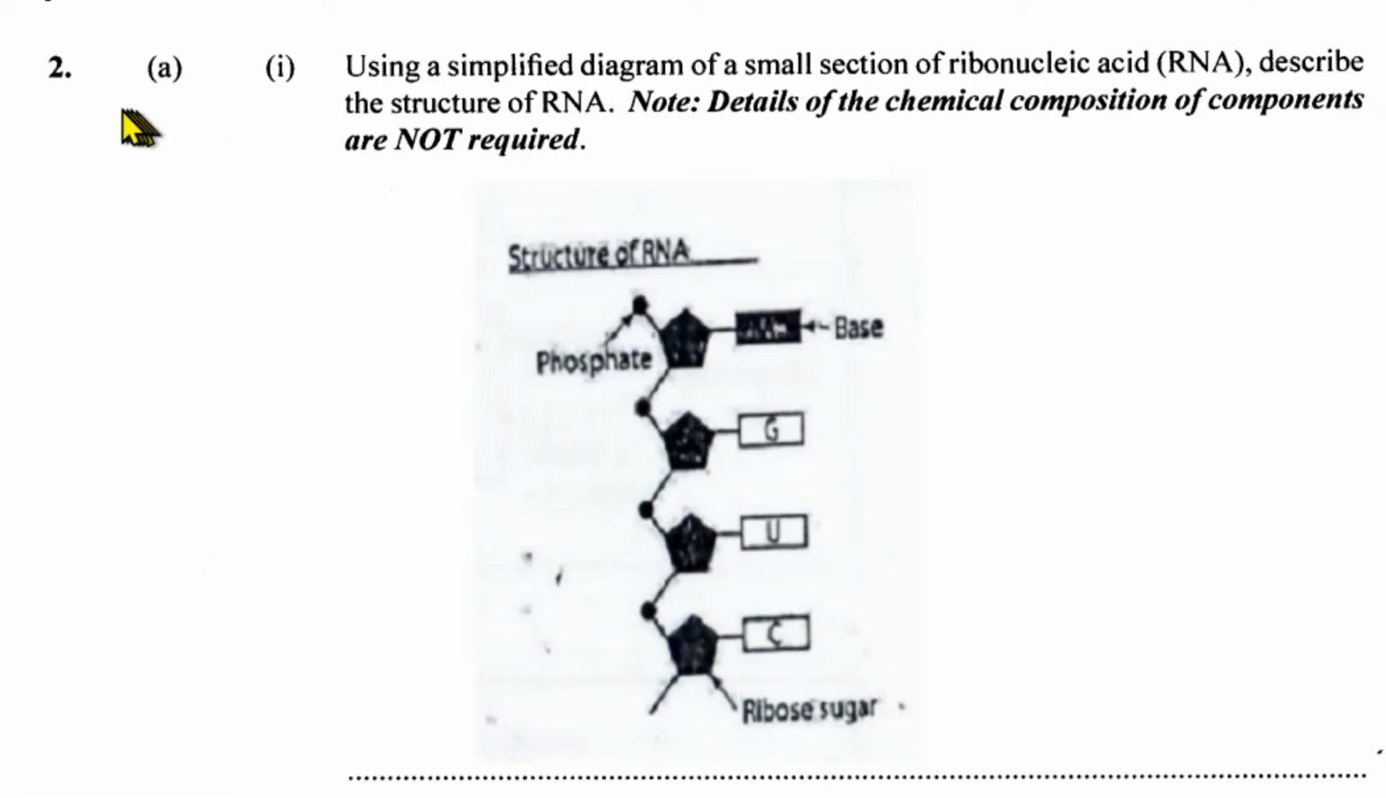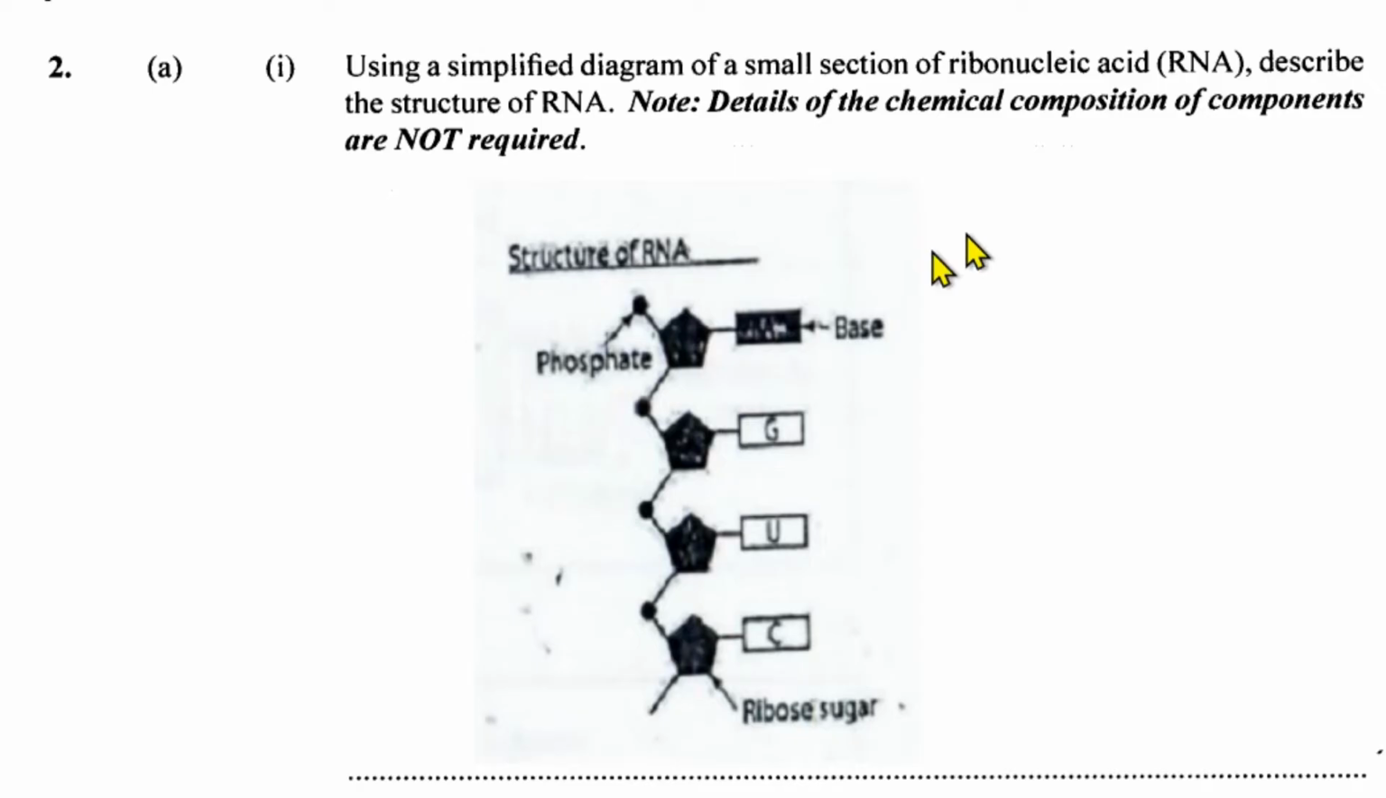Question 2. A1. Using a simplified diagram of a small section of RNA, ribonucleic acid, describe the structure of RNA. You don't need to have the chemical composition of the components, which means that you don't need to actually draw all the carbons and oxygens and hydrogens on the sugars. You just need the basic outline of it.